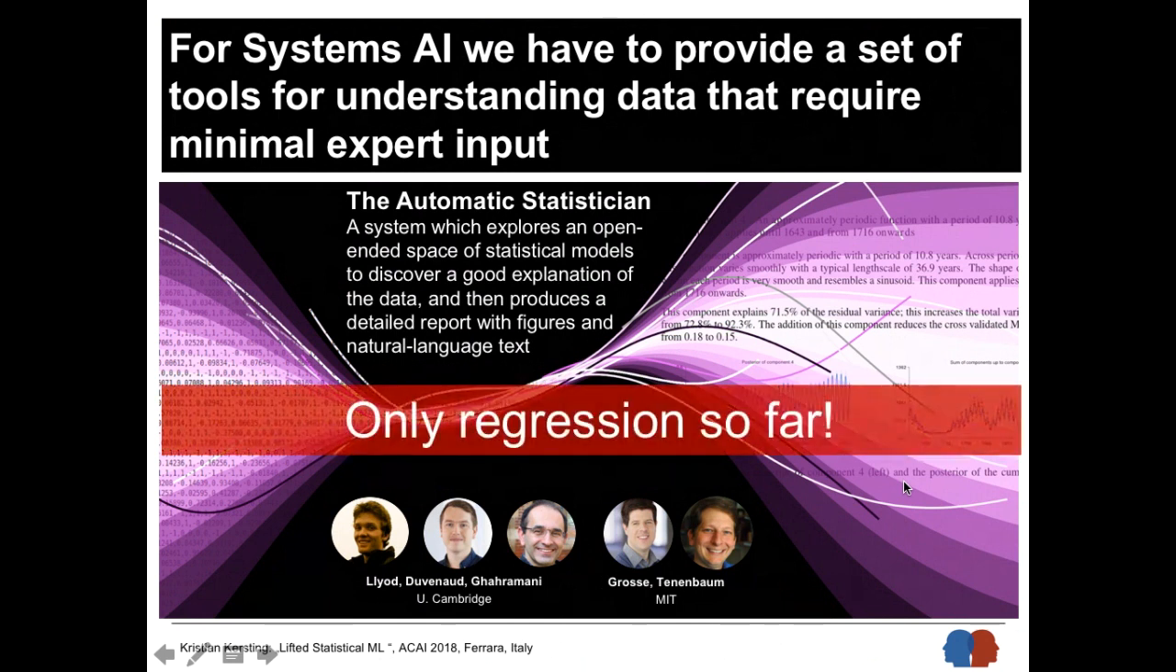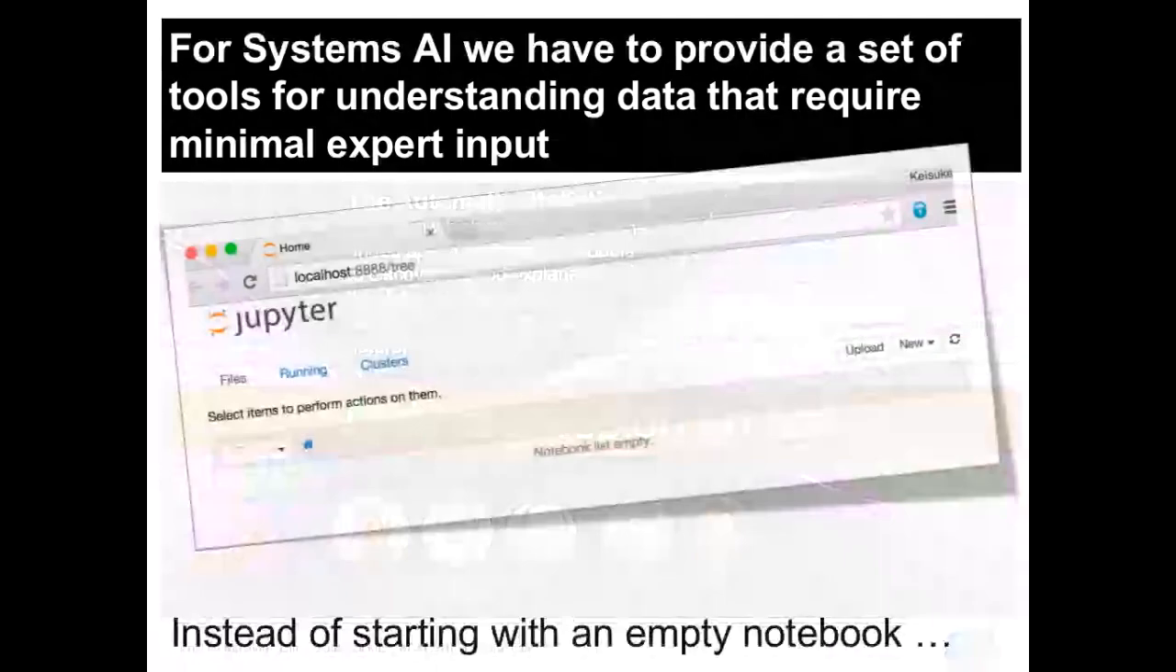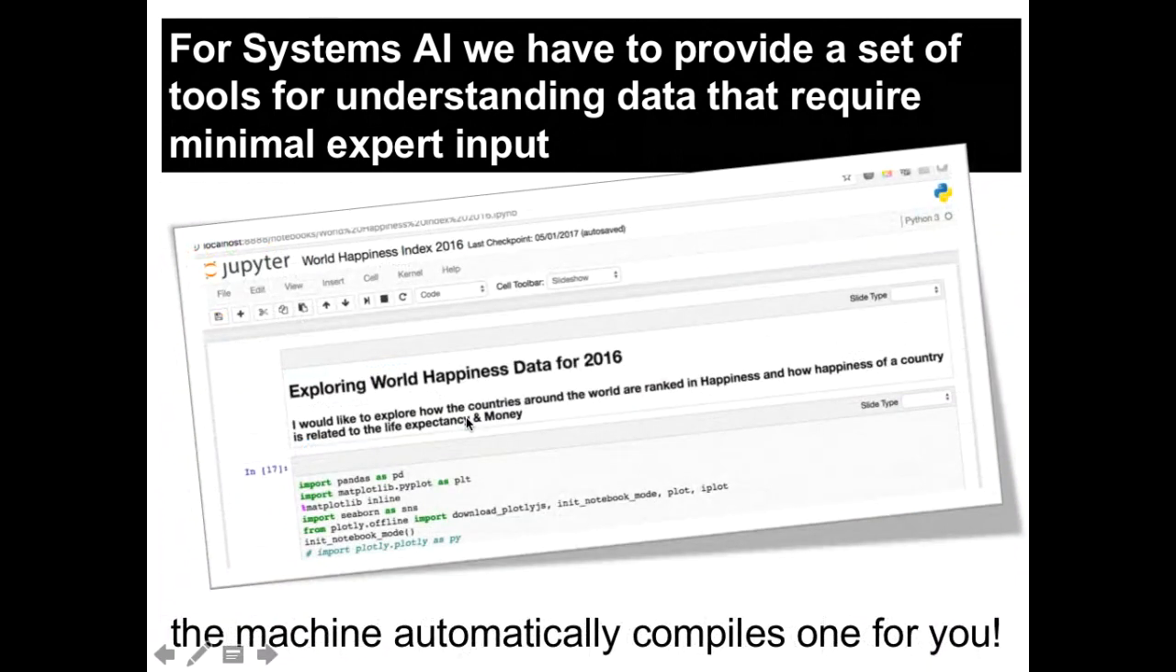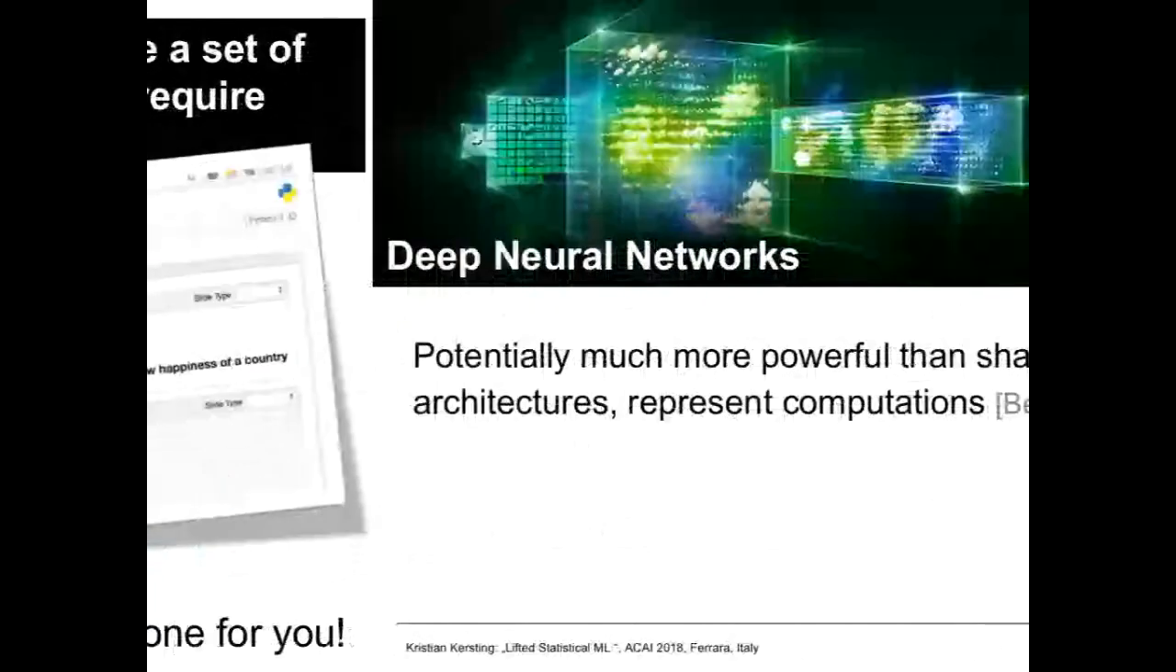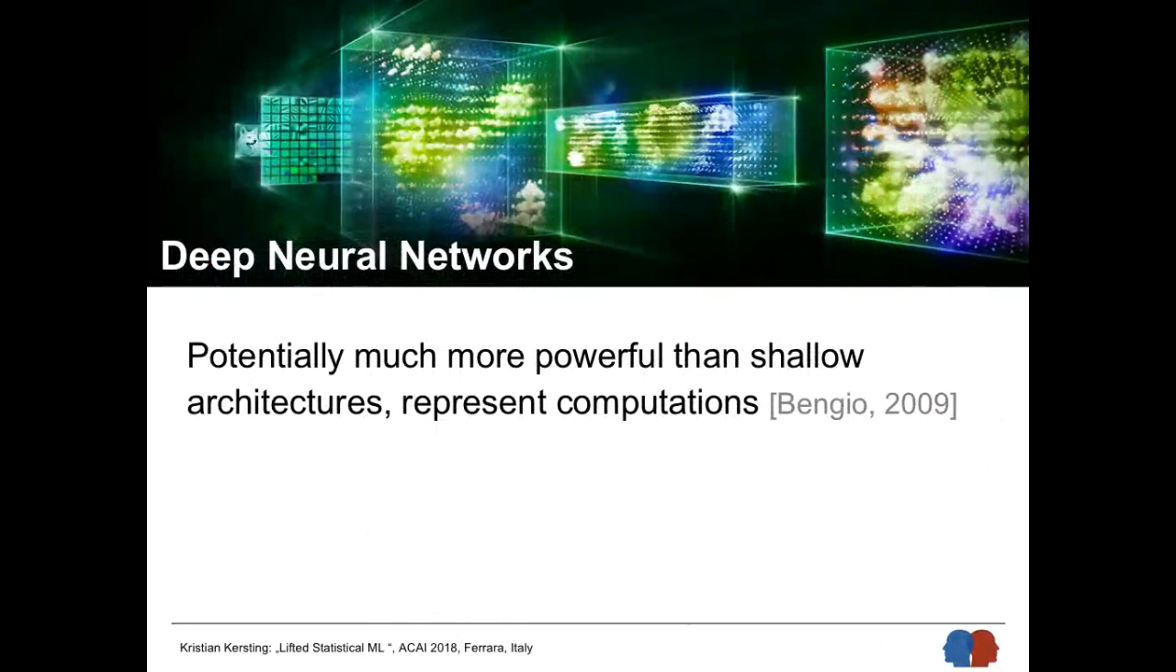A problem there is that they did it only for regression, so they were not very general. I would like to have it now for tabular data, and instead of starting with an empty Jupyter notebook, I would like the machine to take data and automatically produce a head start. It programs a little bit of your Jupyter notebook for you, so that you already get basic understanding, basic statistics, and so on. And for that, I would like to use deep neural networks, roughly, because they're pretty powerful and they have shown great results.